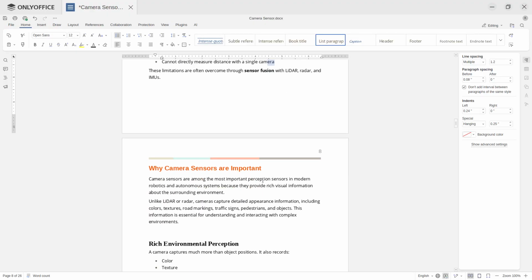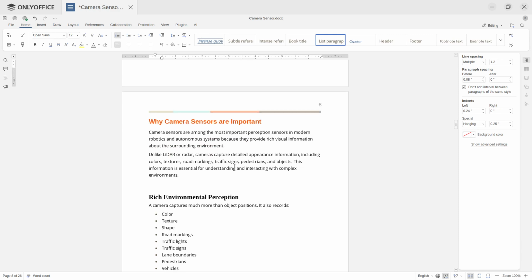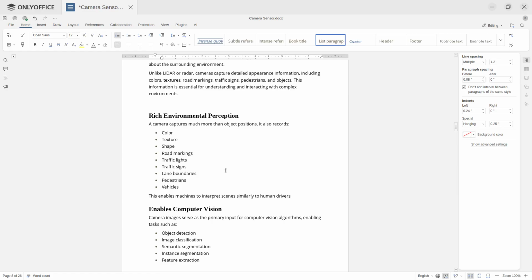Let us move ahead. Why are camera sensors important? Camera sensors are among the most important sensors in modern robotics and autonomous systems because they provide rich visual information about the surrounding environment. Unlike LiDAR or radar, cameras capture detailed appearance information including colors, textures, road markings, traffic signs, pedestrians and objects. This information is essential for understanding and interacting with complex environments. Right, let us move ahead.